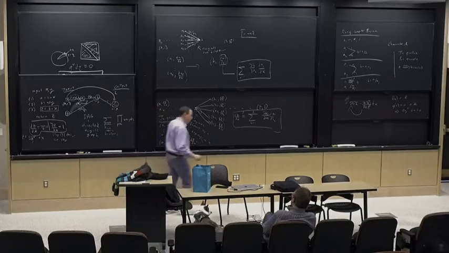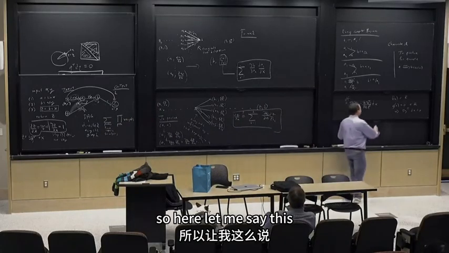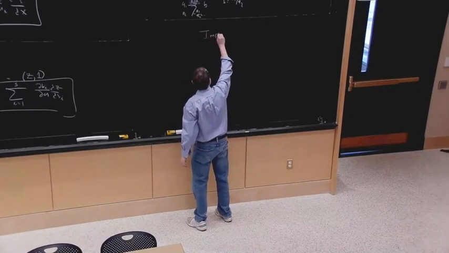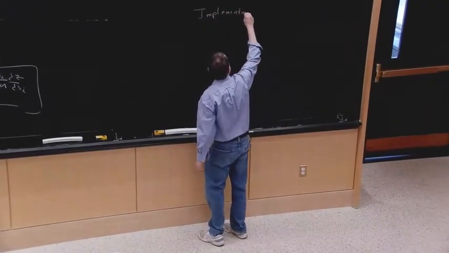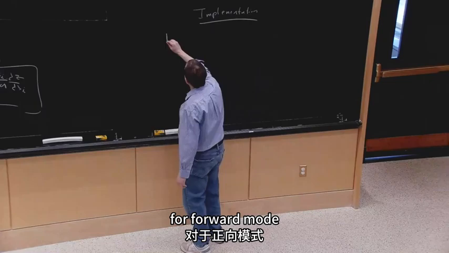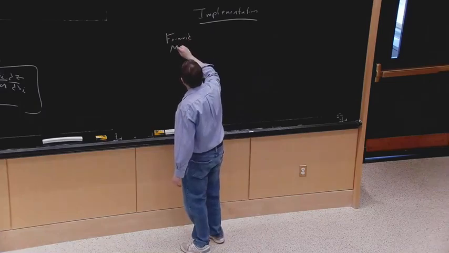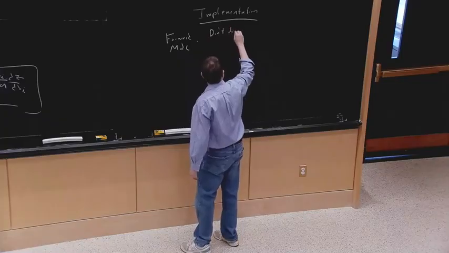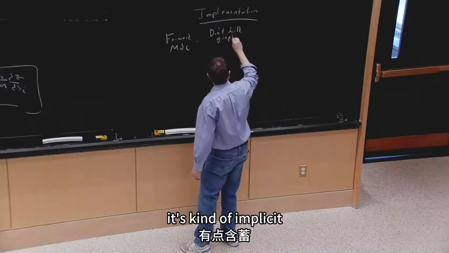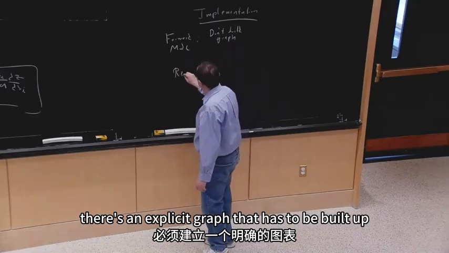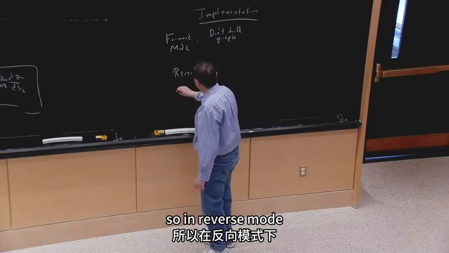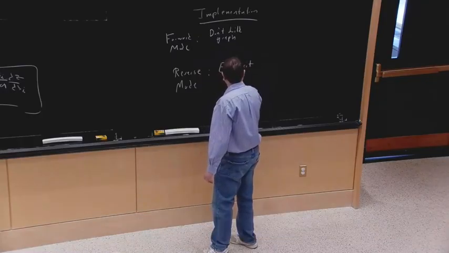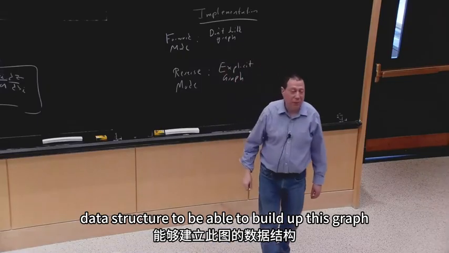And so unlike forward mode, which is, so here, let me say this in a better way. So in terms of implementation, for forward mode, you don't build the graph. It's kind of implicit. In reverse mode, there's an explicit graph that has to be built up. So in reverse mode, you need to calculate, one way or another, you actually have to build the graph. So you need some sort of data structure to be able to build up this graph.